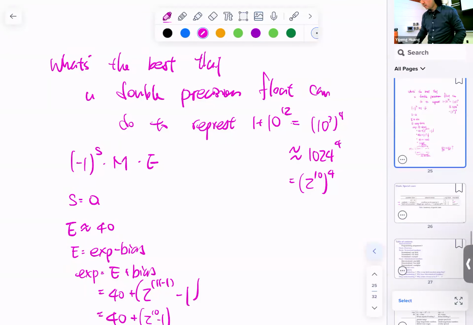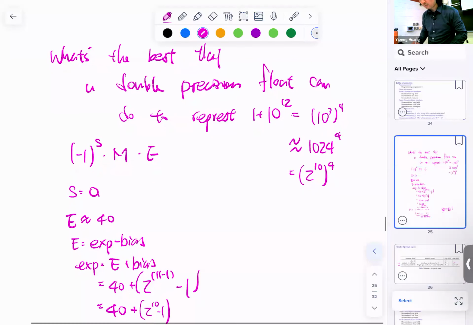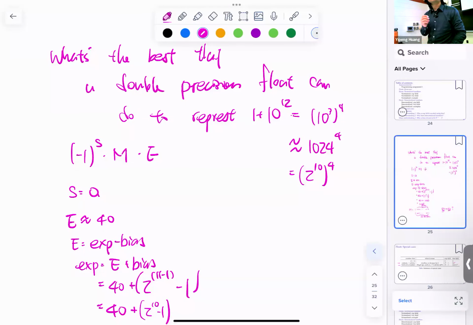Okay, so the answer is, yeah, no problem. At 1 quadrillion, it can distinguish at the power of 1 in 4,000. It has the resolution to do that. Okay.